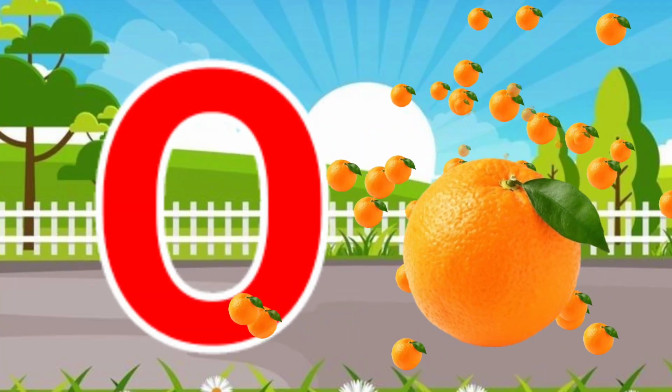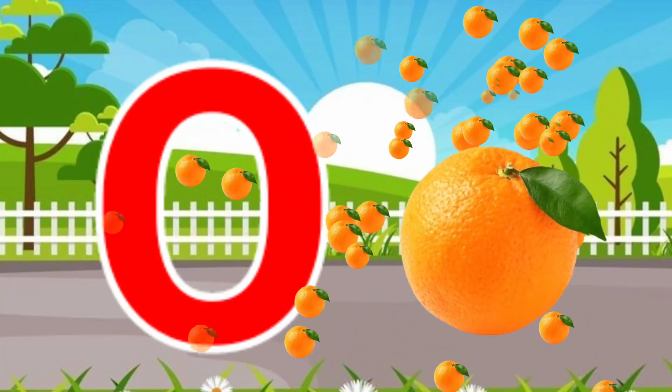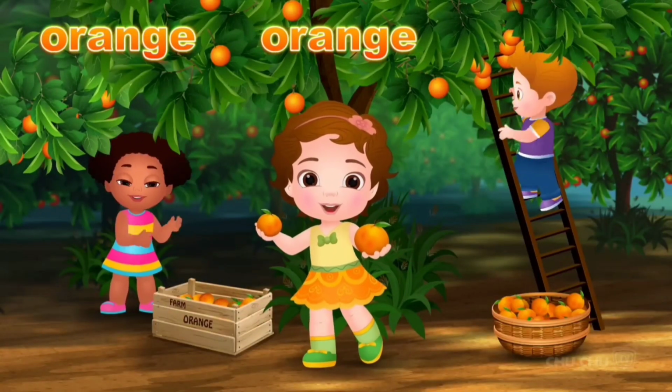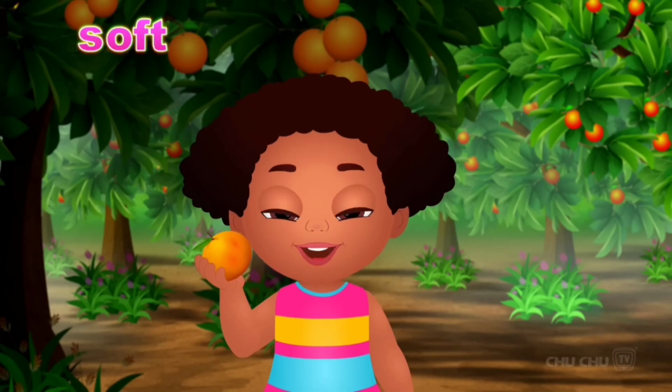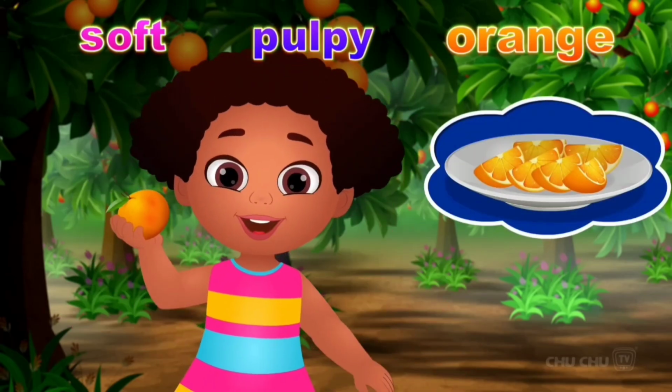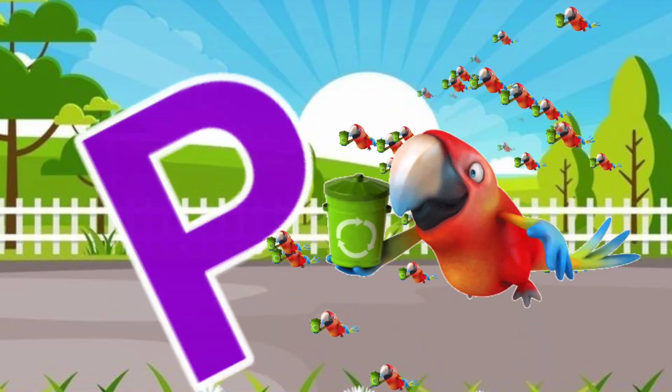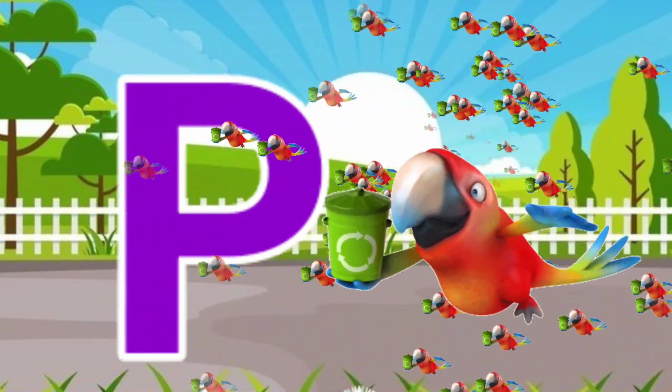O for orange. Orange, orange, orange. Soft and fluffy orange. P for parrot.